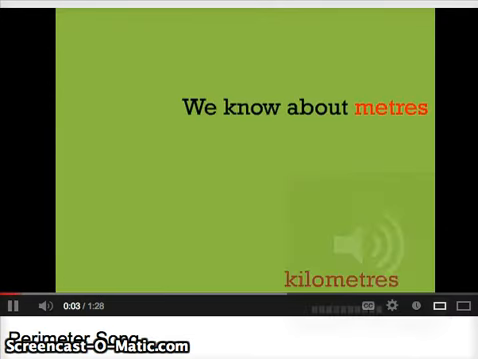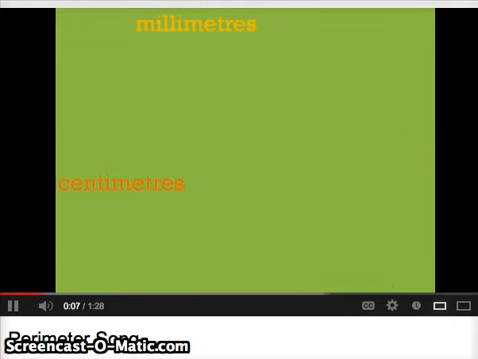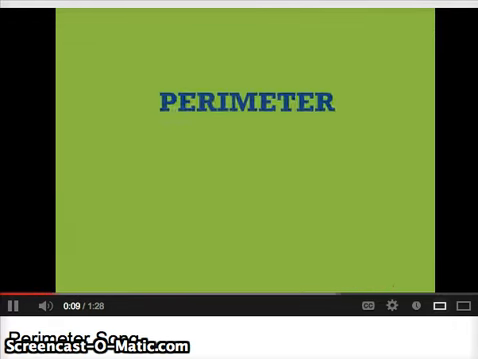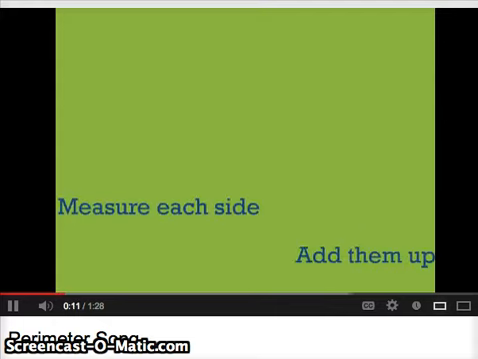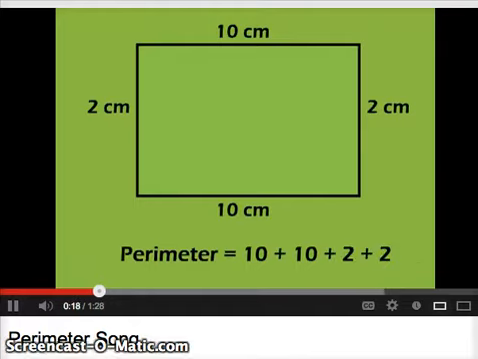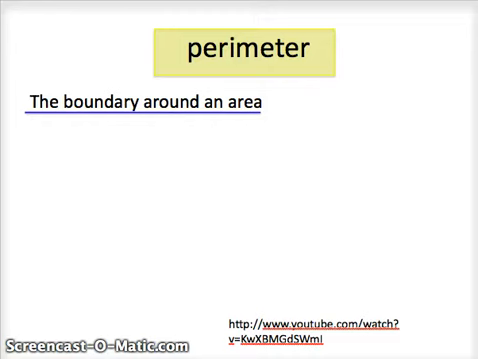Now that we learned how to measure in centimeters and meters, and we talked about inches and feet. That's right. Now we're gonna talk about perimeter. You have to measure each side, add them up, and we find perimeter, perimeter. That's perimeter, perimeter, perimeter. That's perimeter.